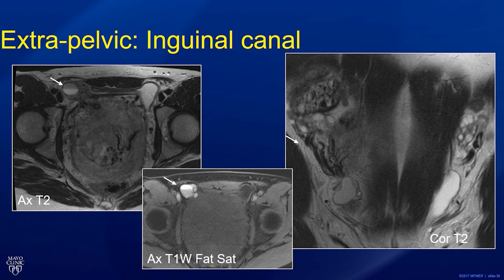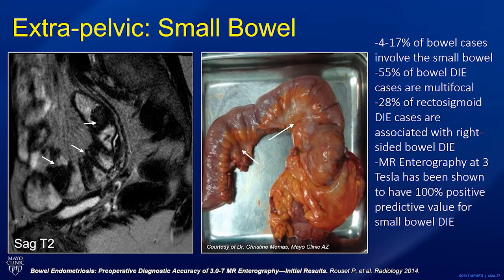Another common extrapelvic location can include the inguinal canals, as we see in this patient here, with the fluid layer and endometrioma in the inguinal canal on the right. Now, you may think that this has the appearance perhaps of an ovary. However, I would draw your attention to the image on the right-hand side of the screen, which shows the ovary more superiorly within the pelvis.